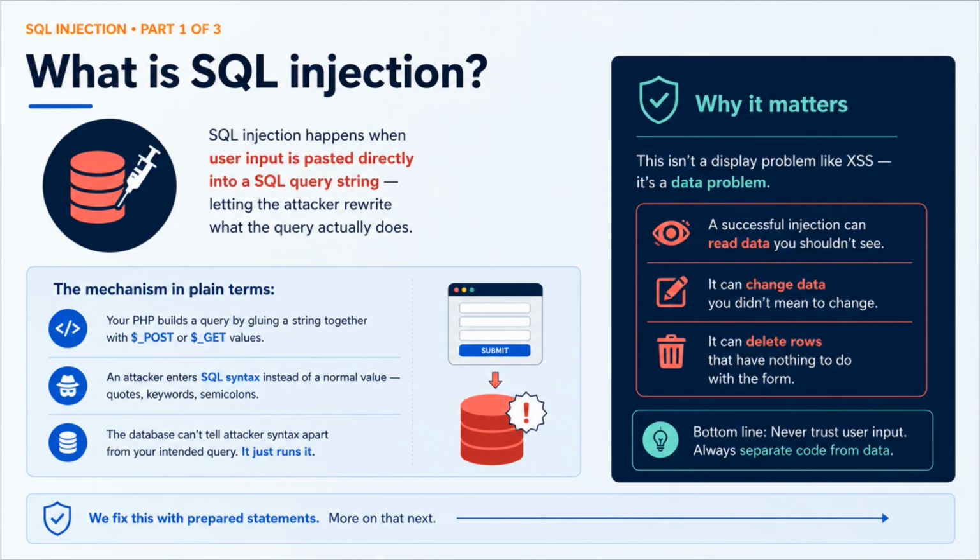PHP builds a query by gluing text together with a $_POST or $_GET value inserted directly into the SQL string. An attacker submits SQL syntax instead of a normal value: a straight quote, keywords, a semicolon. The database has no way to tell attacker syntax apart from the intended query, so it just runs whatever string it receives. Draw the distinction from XSS clearly, since students will otherwise conflate the two.